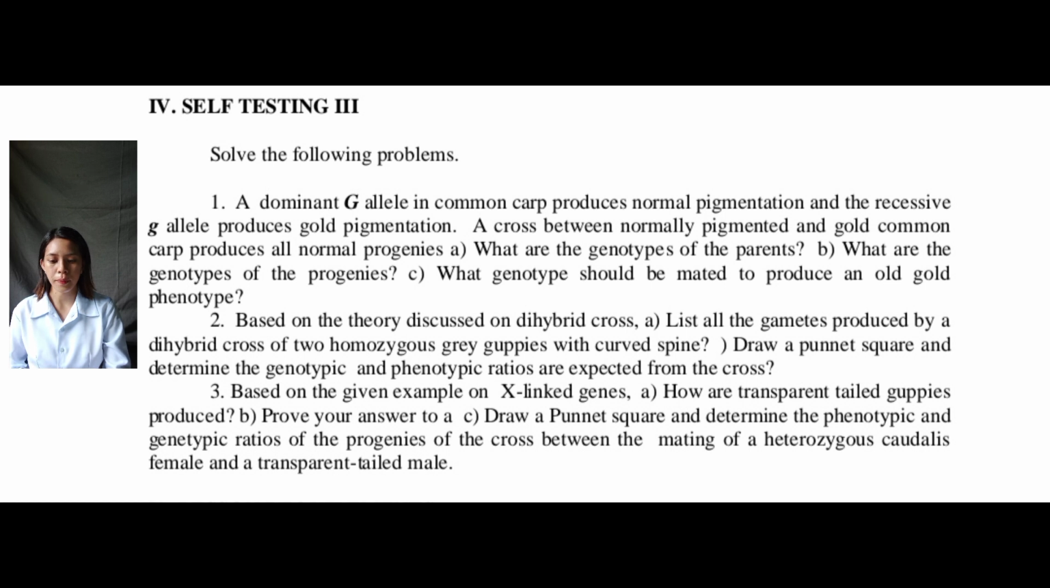An offspring genotype is the result of the combination of genes in the sex cells, or gametes, sperm and ovary, that came together in its conception. One sex cell came from each parent. Sex cells normally only have one copy of the genes for each trait, one copy of the Y or G form of the gene in the examples. Letter C. What genotype should be mated to produce an old gold phenotype?